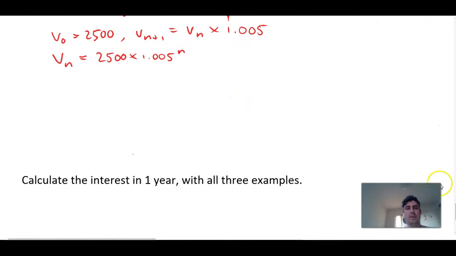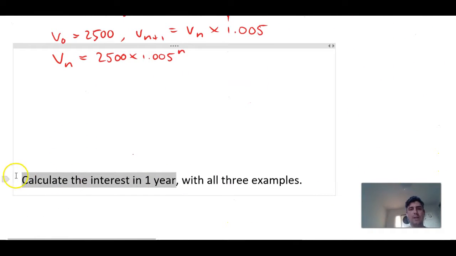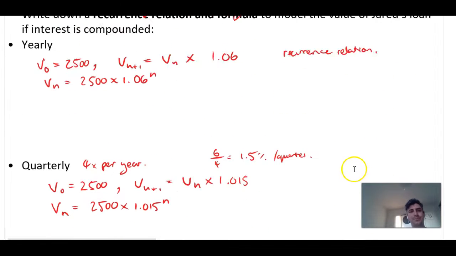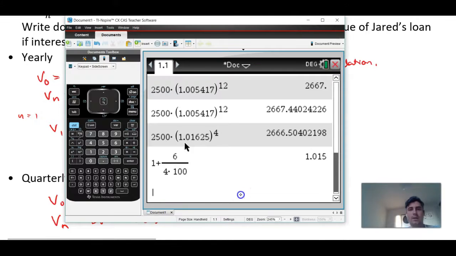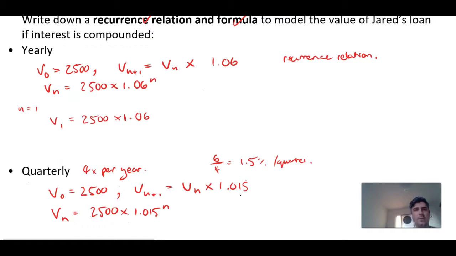Now, if we want to calculate the interest in 1 year for each of the 3 examples, go back to the beginning. For this one, in 1 year, n equals 1. So therefore, we can work out the new value, V1, 2,500 times 1.06. No power. 2,500 times 1.06 is 2,650. So the interest on that, if we take it away from the original, is $150.